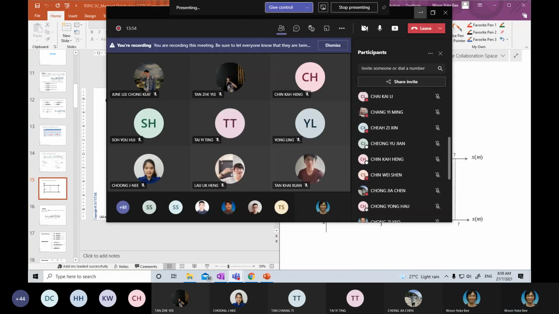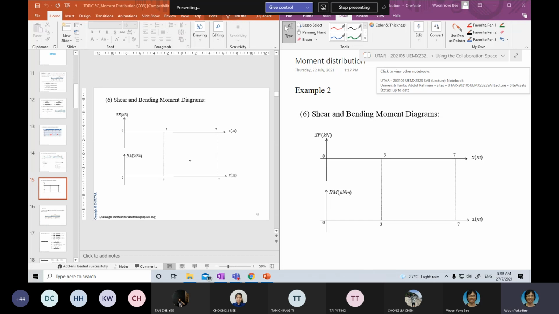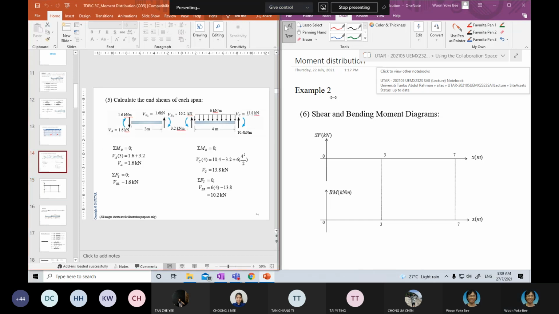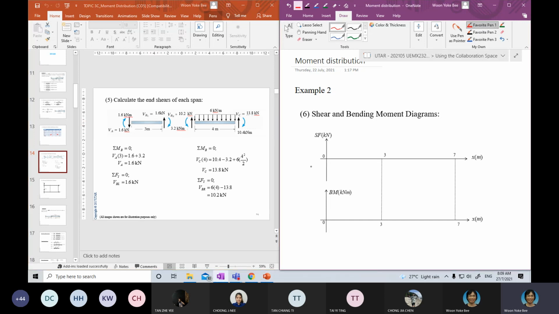If you look at this, you have a shear at the end of 1.6 kilonewton downwards. This one is 1.6, and there are no loads here. So when there are no loads here, your diagram for the shear force would be going down, negative 1.6, a straight line back up to 1.6.